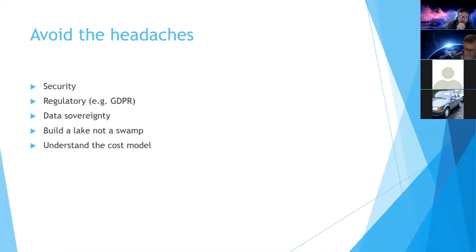And this one here, build a lake, not a swamp. If you've got tons of data and you store it, but you don't categorize it properly and you don't populate the data catalog properly, you just end up with a load of stuff that you can't use, and that is a data swamp, not a lake. So make sure that when you write data, you're putting the appropriate things in the catalog so that you can find it again.